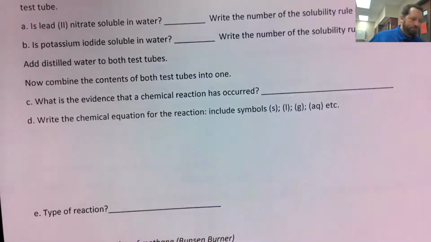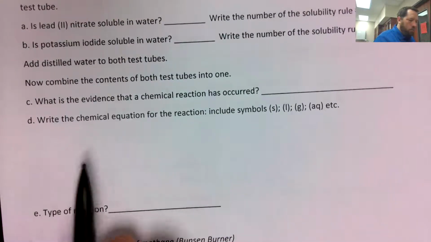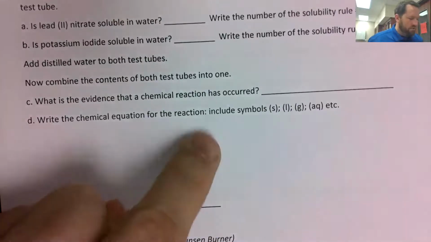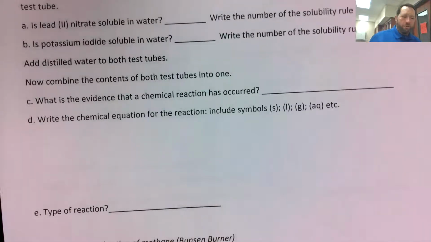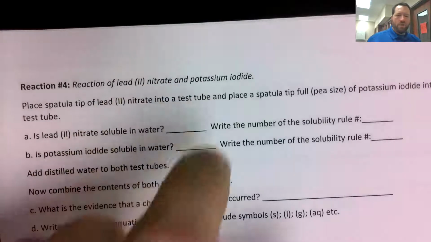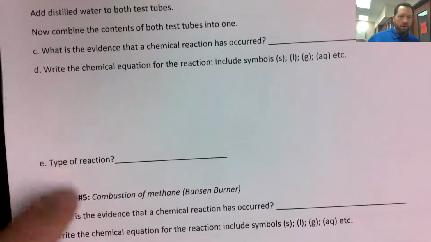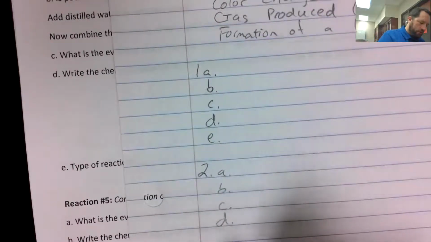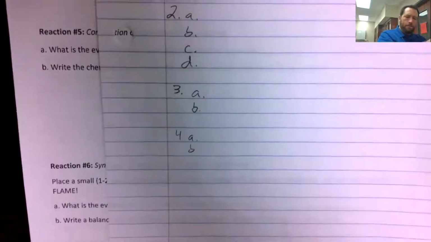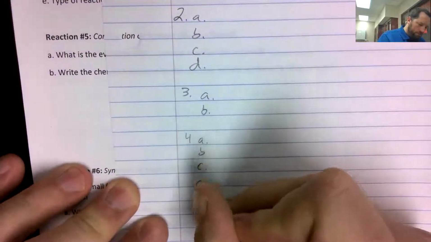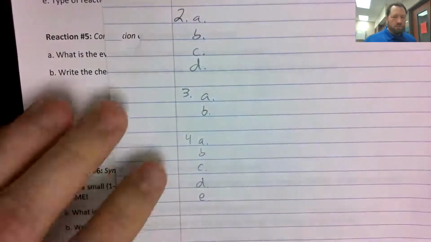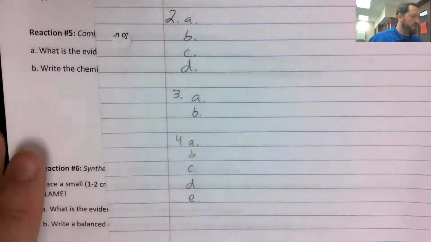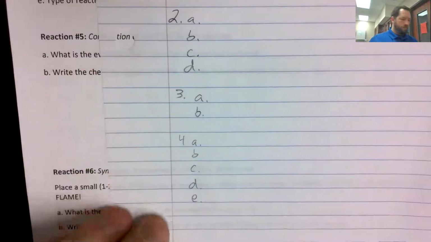Okay. What was our evidence that a chemical reaction occurred? And then finally, part D, write the chemical reaction for lead 2 nitrate and potassium iodide. And finally, part E, what type of reaction was that? So for number 4 here, we've got A, B, C, D, and E. And feel free to take more room, every other line, every 2 lines, every 3 lines if you need it. But that was reaction number 4.